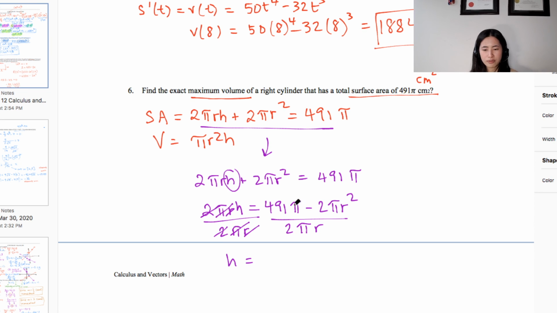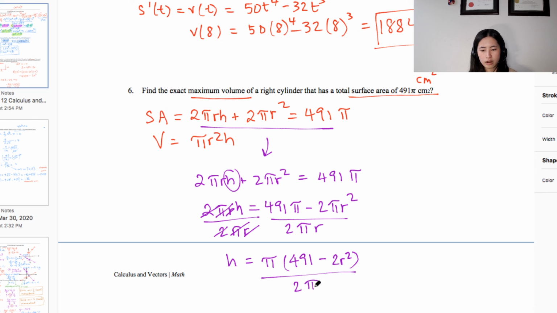And as you can see, you have a pi here, so you can actually factor that out. So you would have pi. The only reason I'm factoring pi out is because I want to cancel the pi in my denominator. So I have pi and you have 491, and this is minus 2r squared.